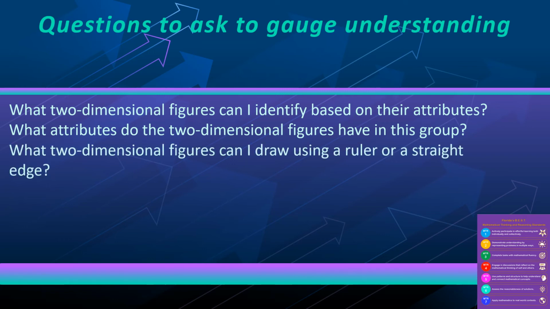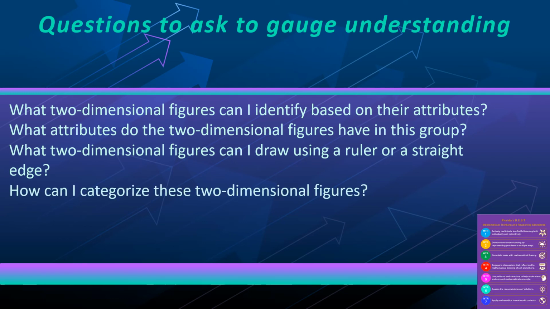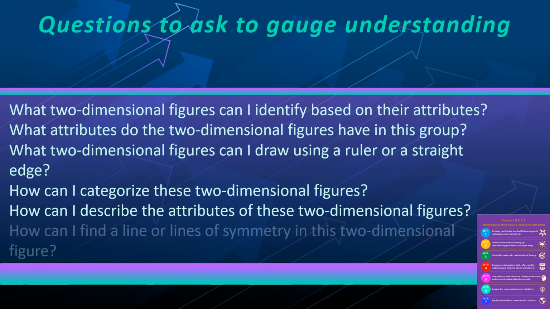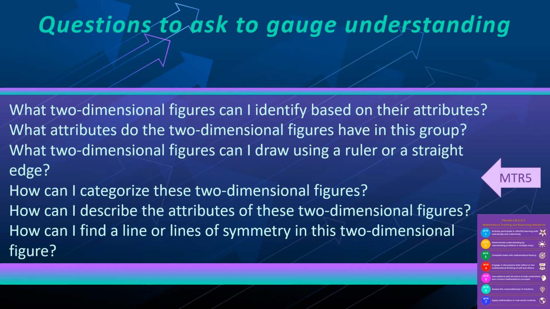What two-dimensional figures can I draw using a ruler or a straight edge? How can I categorize these two-dimensional figures? How can I describe the attributes of these two-dimensional figures? How can I find a line or lines of symmetry in this two-dimensional figure? Additional questions can be found on mathsmarts.com, which can be found by clicking on the benchmark link on the YAG.